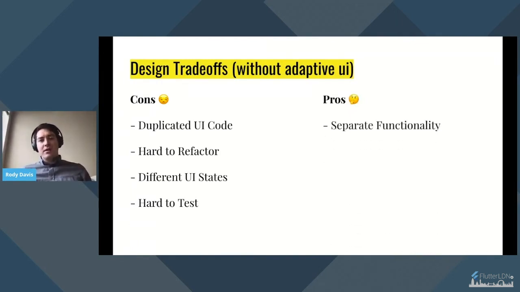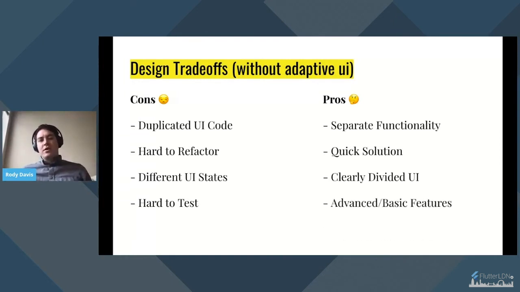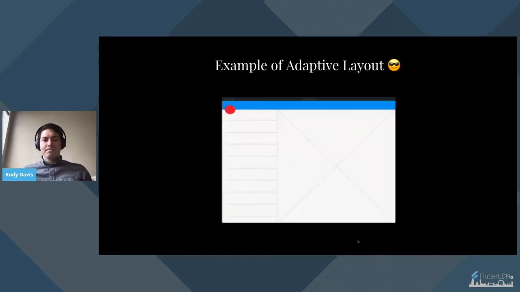First of all, you have separate functionality. If you did want to say, okay, this is my desktop screen, and I'm just going to optimize it for desktop and nothing else, and then do the same thing for tablet and mobile. It's a quick solution because you can just set a breakpoint and then return a new screen. It's a clearly divided UI, meaning that this is desktop, this is mobile, this is tablet. And also you can start to sort out the advanced and basic features, so you can have almost like flavors to your screens that you want to present.